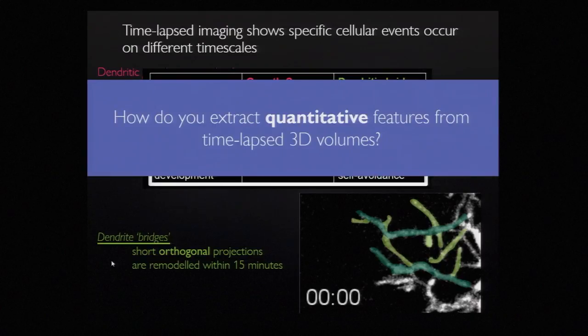spacing. So the question here is, everything I've been telling you has been qualitative features, and typically you scroll through stacks and a graduate student pulls out features and tries to quantify them at relatively low n's. So how can you use computational methods analysis to extract quantitative features from these time-lapse volumes?